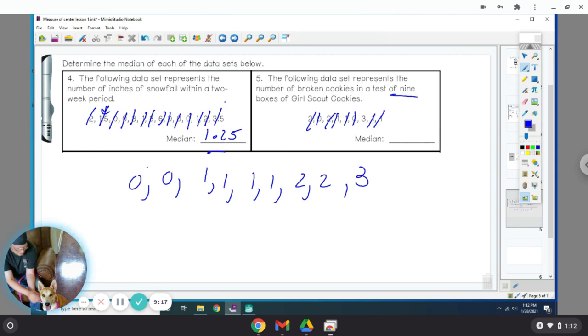So I'm going to cross off 1 from the left, 1 from the right, 1 from the left, 1 from the right, 1 left, right. And then I'm left with 1, 1. Well, 1 is the same median. Whoops, I actually messed up. There should be 4 numbers on each side, and this number will be the median. So 1 is the median.